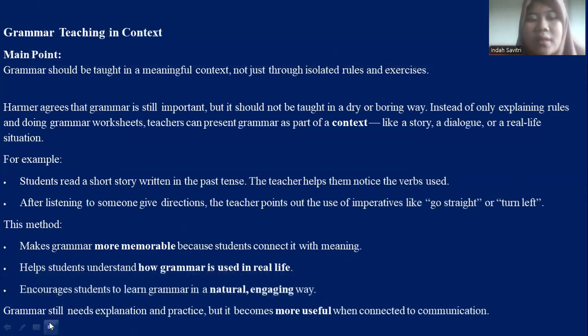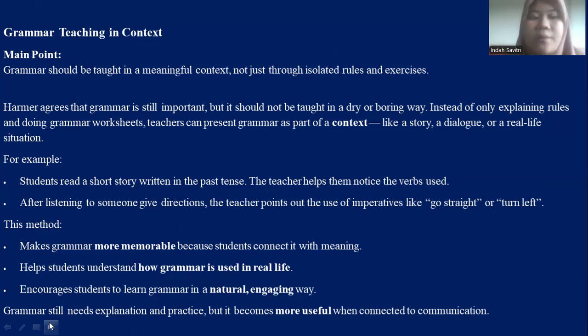Grammar teaching in context. Main point: grammar should be taught in a meaningful context, not just through isolated rules and exercises. Harmer agrees that grammar is still important, but it should not be taught in a dry or boring way. Instead of only explaining rules and doing grammar worksheets, teachers can present grammar as part of a context, like a story, a dialogue, or a real-life situation.